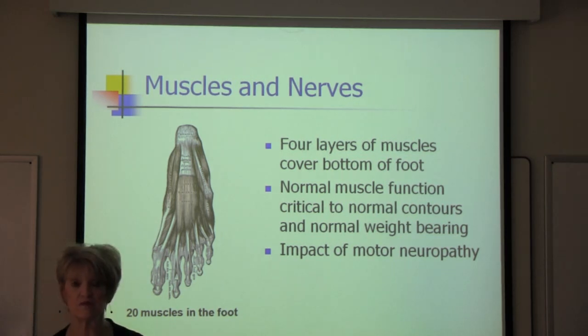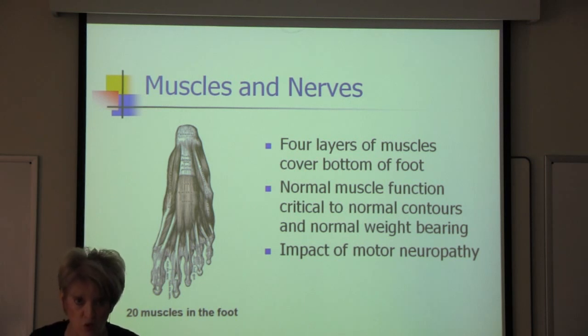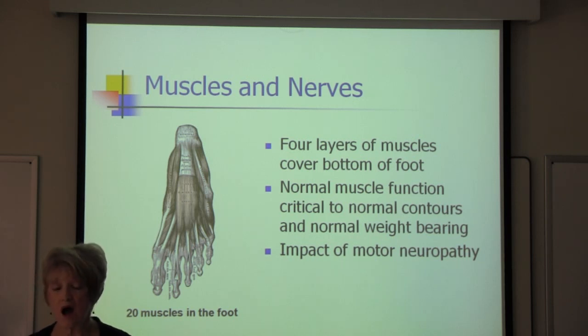Okay, now we're going to move on to muscles and nerves. You have lots of bones in the foot. You also have a very good supply of muscles. You actually have 4 layers of muscles on the plantar surface of the foot. And those muscles work with the bones and with the ligaments to support your weight and to handle all of the stress that's exerted when we walk and run. Also think how important normal muscle function is to maintaining the normal contours of the foot and to maintaining normal gait and normal weight bearing.